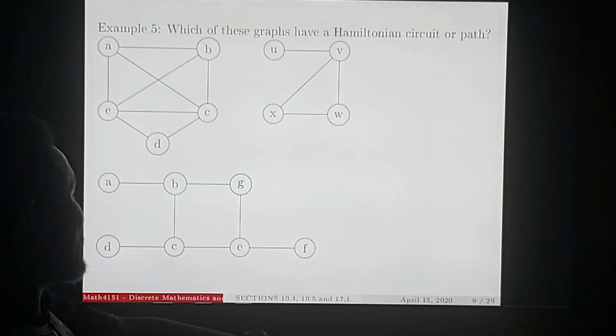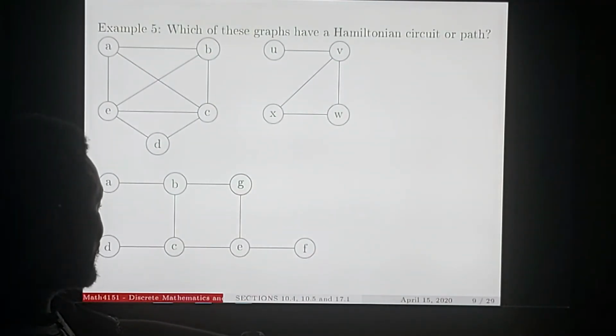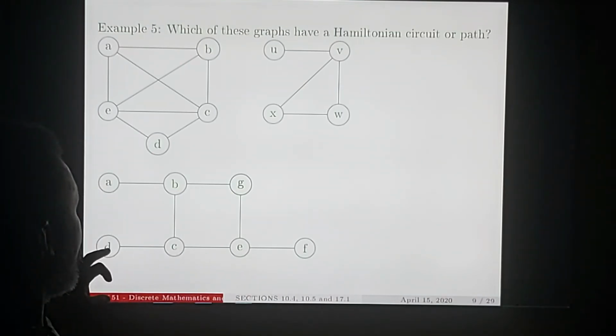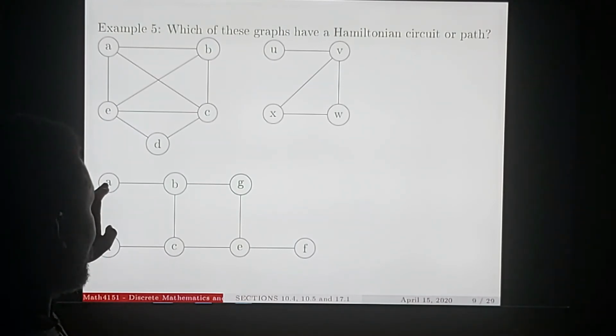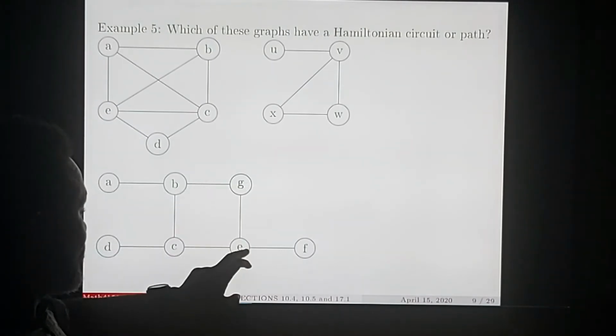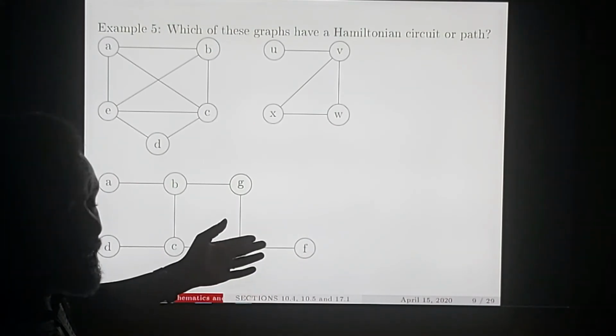Here, you do not have such a Hamiltonian circuit. Do you have a Hamiltonian path? Well, let's see. You will go this way. You just need all the vertices, okay? So if you start this way, then you will go back. So this one doesn't have.